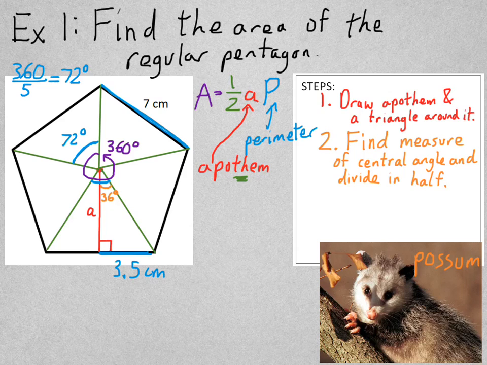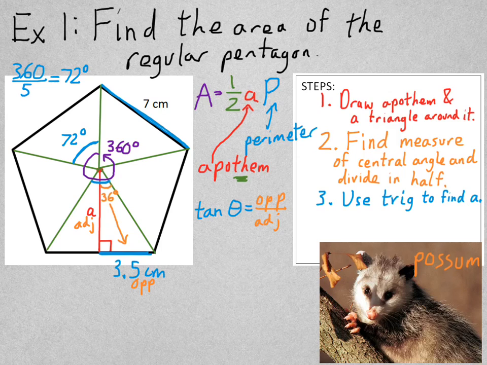Okay, now I've found the angle, and now I'm prepared to use trig. So we'll use trig to find A. Alright, so think SOHCAHTOA, and let's go. So 3.5 centimeters is the opposite, and the apothem is the adjacent. So that would indicate to me that the function that I want to use is tangent. Remember, that's the TOA part. Alright, so having picked tangent, let's fill it in. So the tangent of my angle is 36 degrees, the opposite is 3.5, and the adjacent is A.